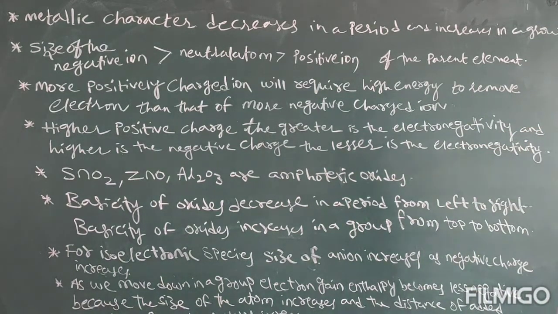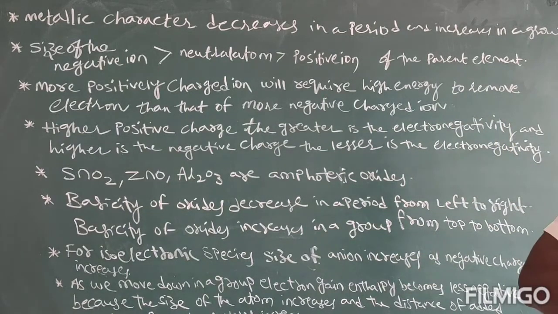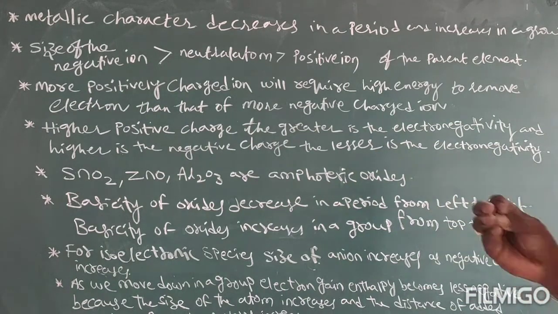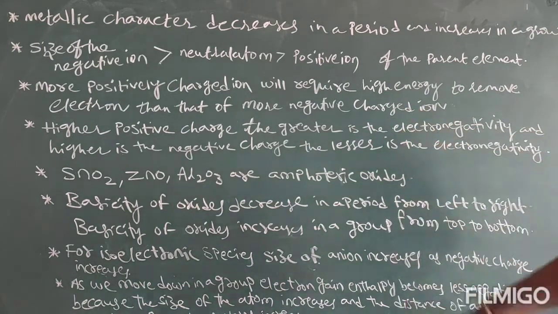Next, when you have positively charged particles, the more positively charged particle will require higher energy to remove an electron than a more negatively charged ion. Why does it require high energy? Because it has already lost one electron. Again, for removal it requires higher energy compared to the anion. In the anion, what we have is only an addition of electrons. So that is the difference.